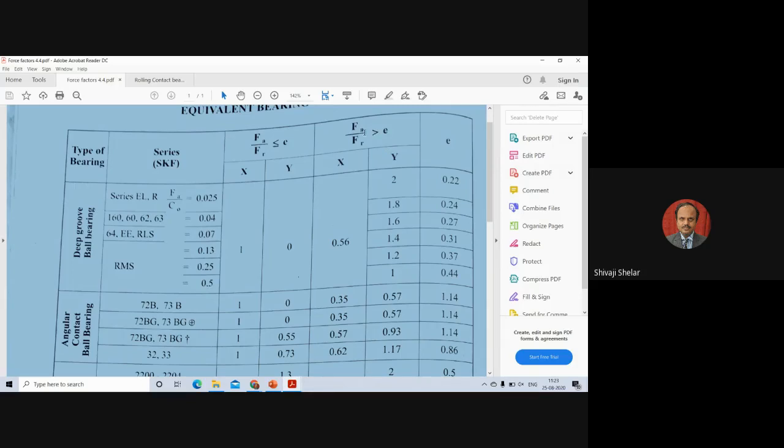This FA by FR value is 0.48, which is greater than this 0.27 value, because our value is in this row. So the limiting value of E is here 0.27. So we have to follow X and Y value from this column. Since our value is greater than E, X for this value is constant, that is 0.56. Now Y value corresponding to this row, Y value here is 1.6.